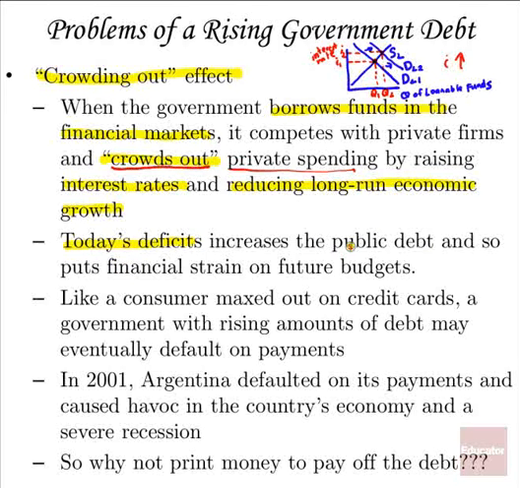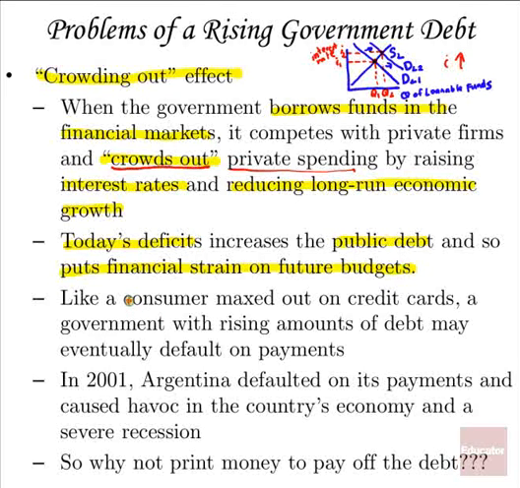So today's deficits increase the public debt, and so it puts financial strain on future budgets. So if you're constantly running a budget deficit year in, year out, then there's going to be strain on the future. There's an opportunity cost, because future payments that could be made elsewhere are going to be made on the interest on the debt, and so this is kind of the opportunity cost of deficits.